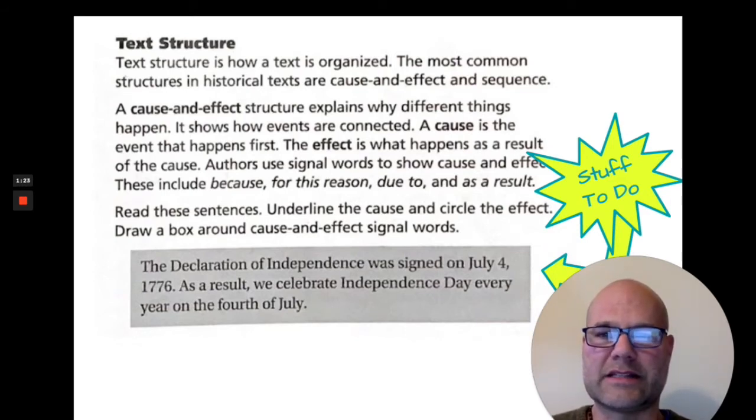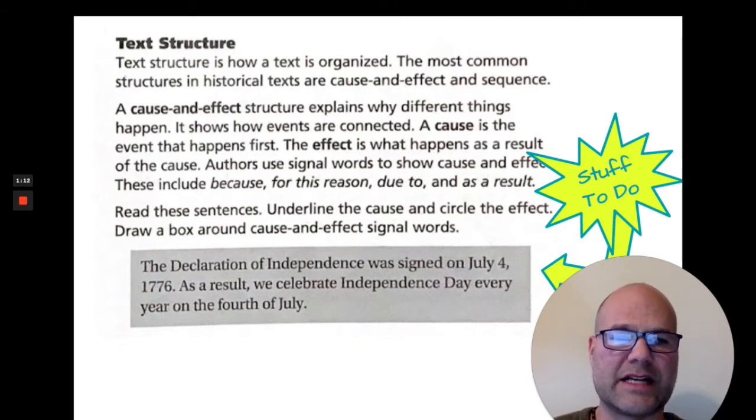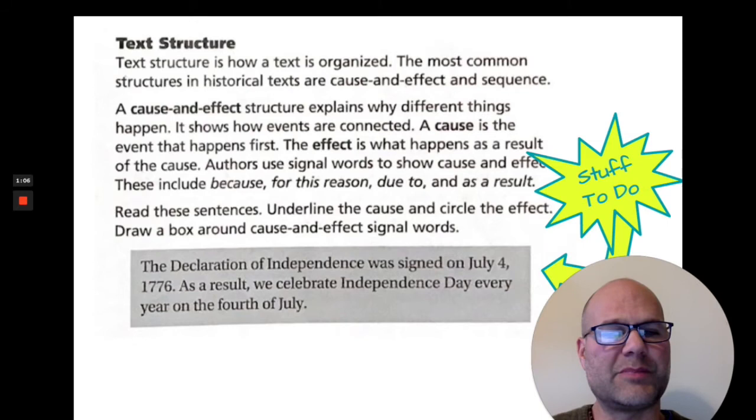Read these sentences, underline the cause and circle the effect. Draw a box under cause and effect signal words. The Declaration of Independence was signed on July 4th, 1776. As a result, we celebrate Independence Day every year on the 4th of July.